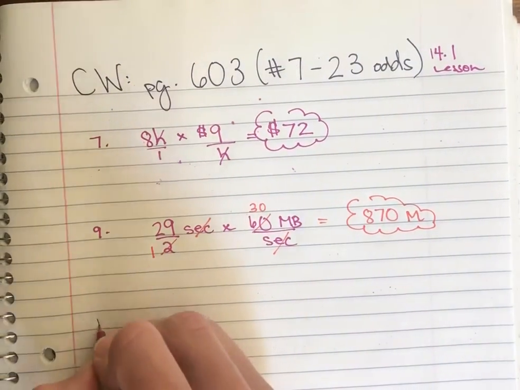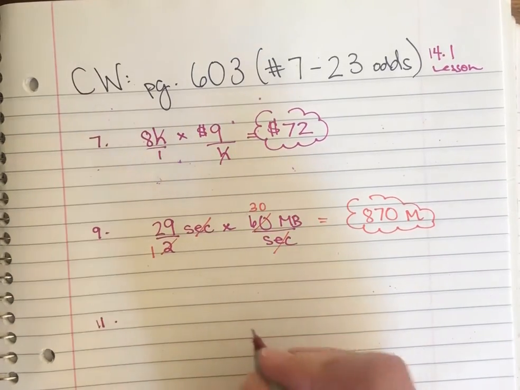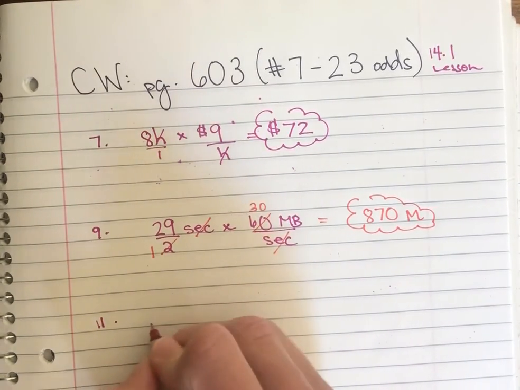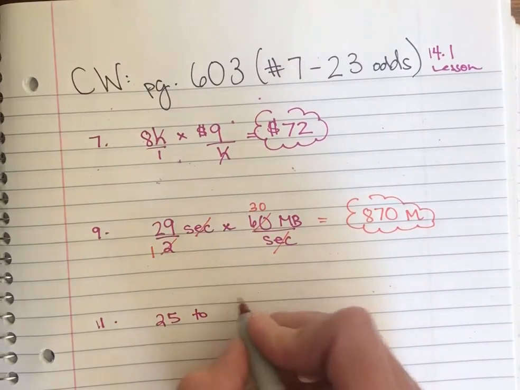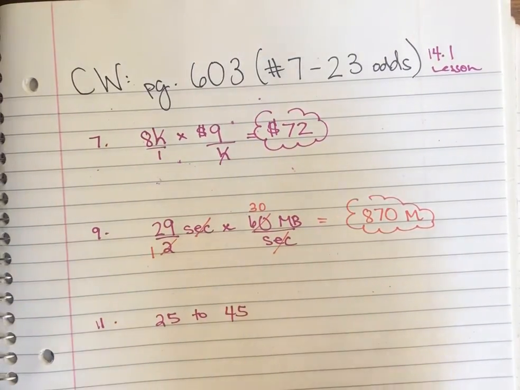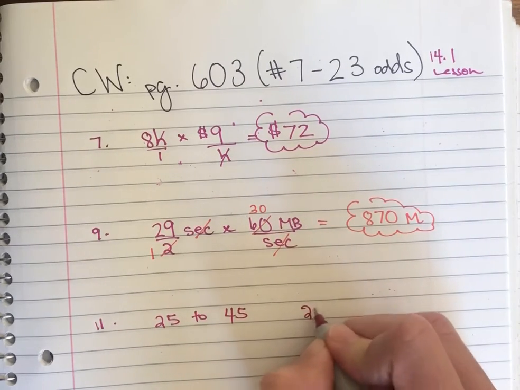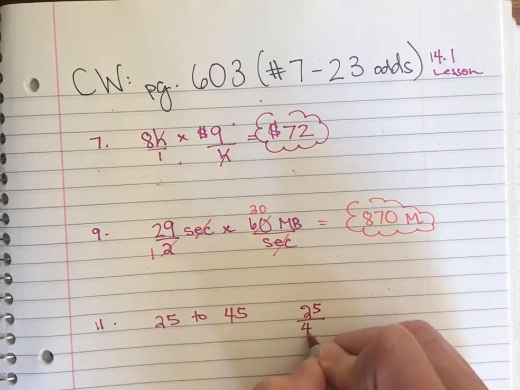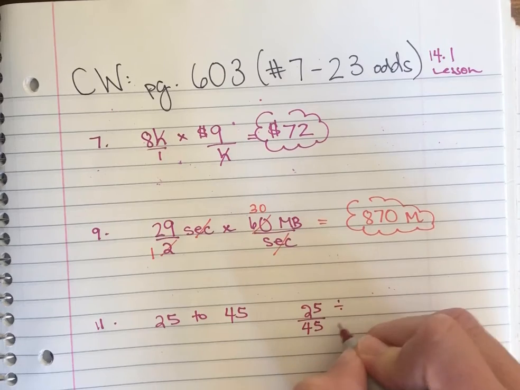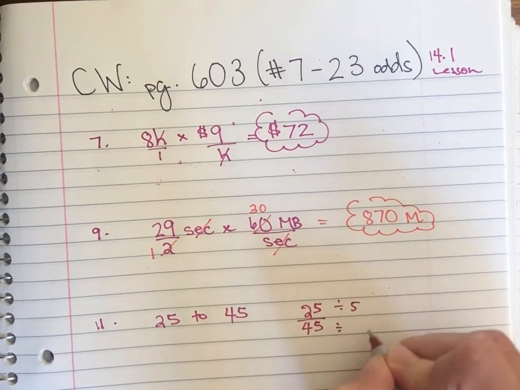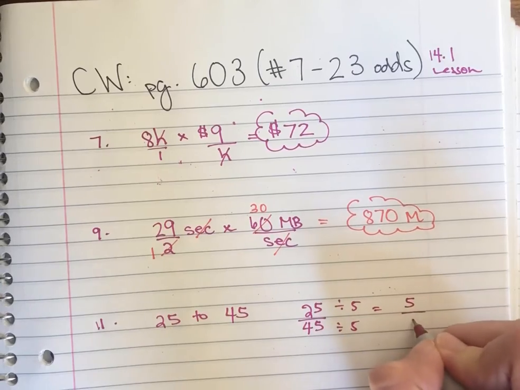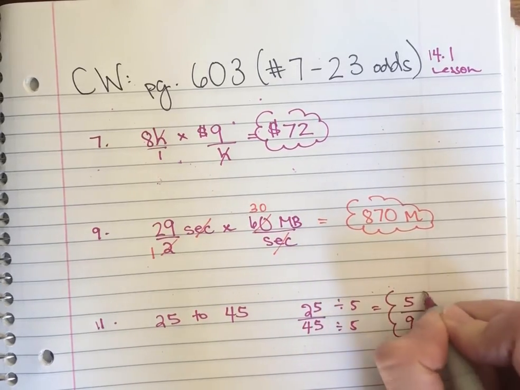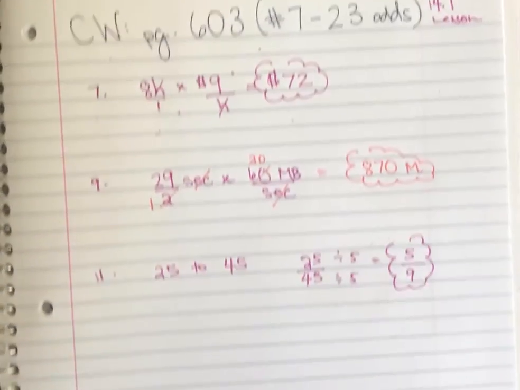Okay, number 11. Now we're writing the ratio as a fraction in simplest form. It was presented as 25 to 45. So we'll just start by writing that as a fraction in the order given. Then simplest form just means we have to reduce. These can both be divided by 5. So the ratio in simplest form will be 5 to 9.